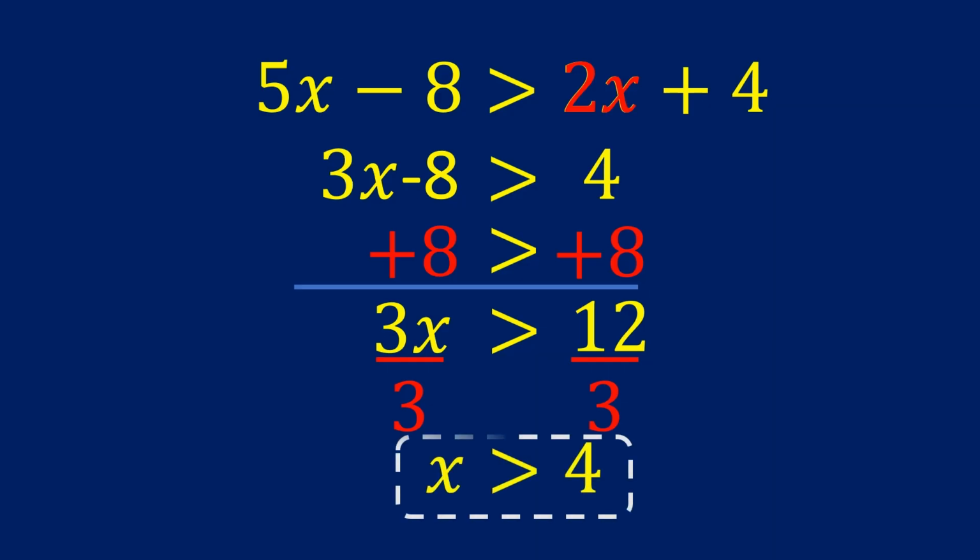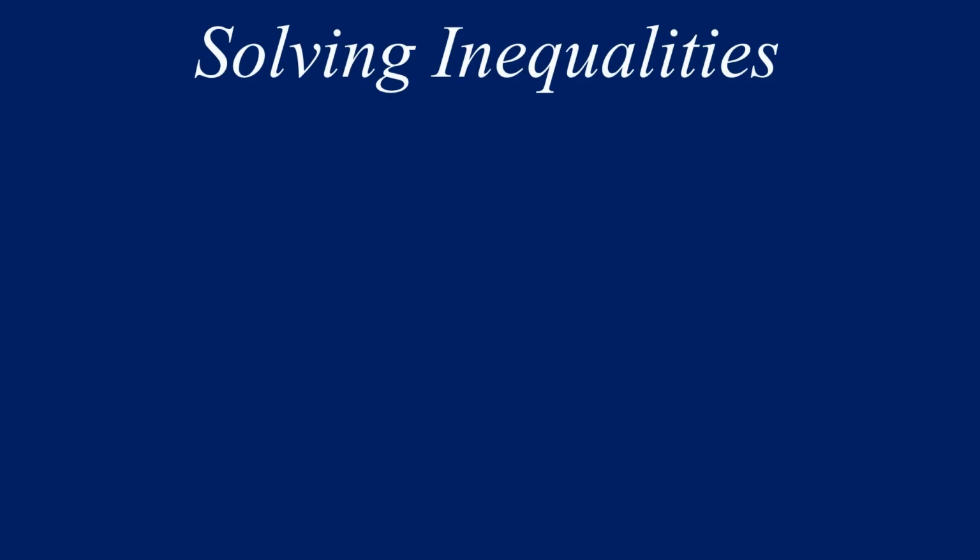If you look at the previous examples, all the coefficients of x were positive. But in this inequality, the coefficient of x is negative. Because of this negative sign, the solution will be slightly different. Let's see how it affects the inequality.